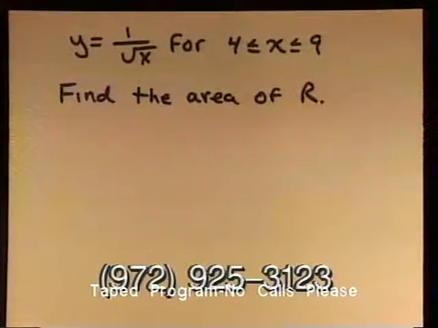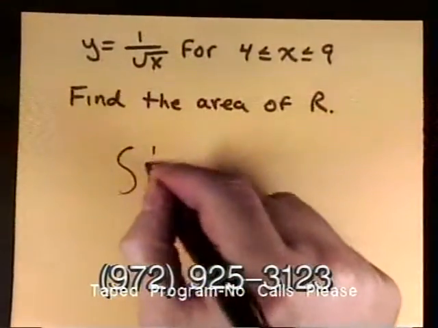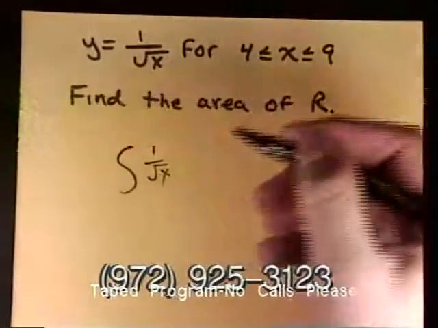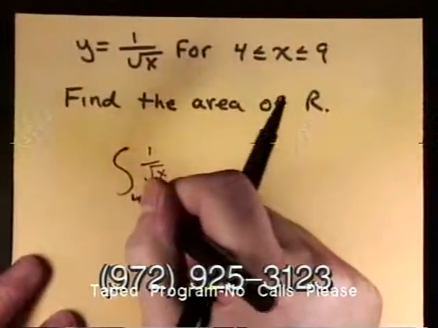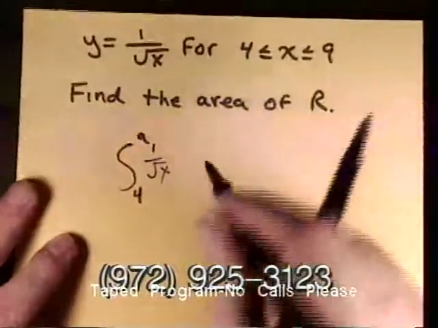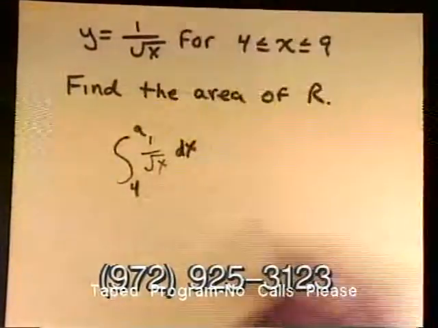The region R is bounded by y equals 1 over square root of x for x equals 4 to 9. I think this is a problem from 1997, somewhere around there. Find the area of R. Integrate. Okay, integrate. What do we want to integrate? Rewrite the 1 over square root of x as x to the negative 1/2, from 4 to 9, dx. Okay, what do you want to do from there?